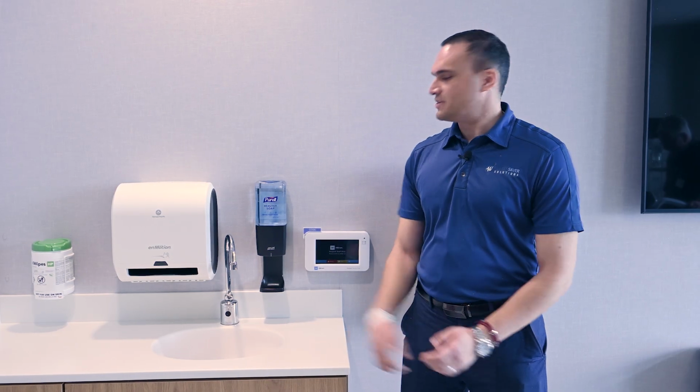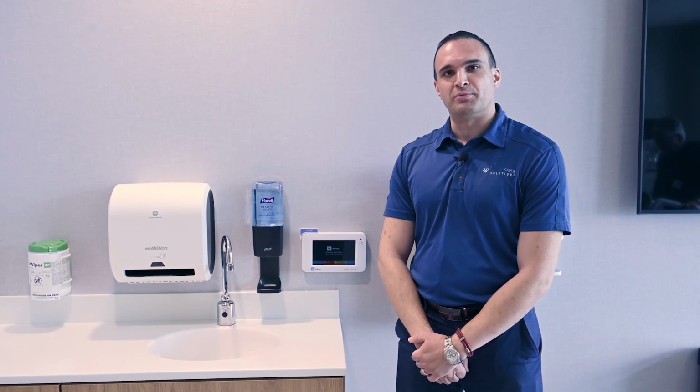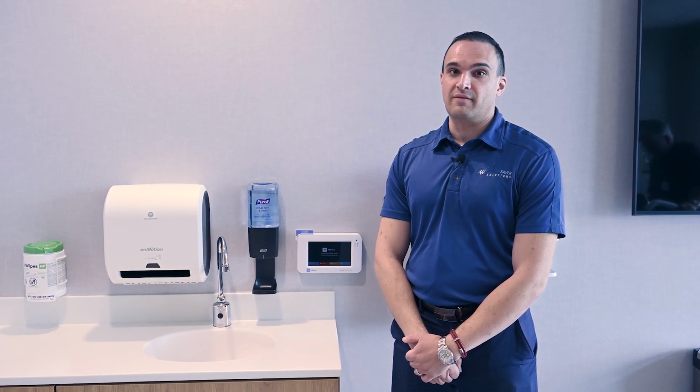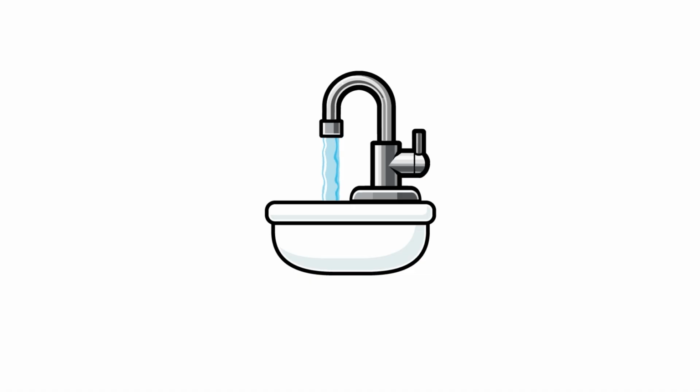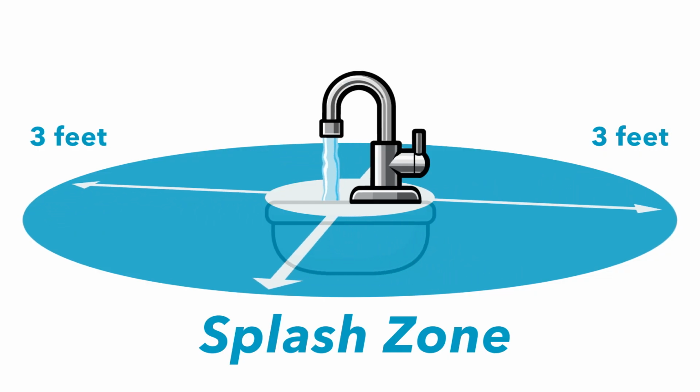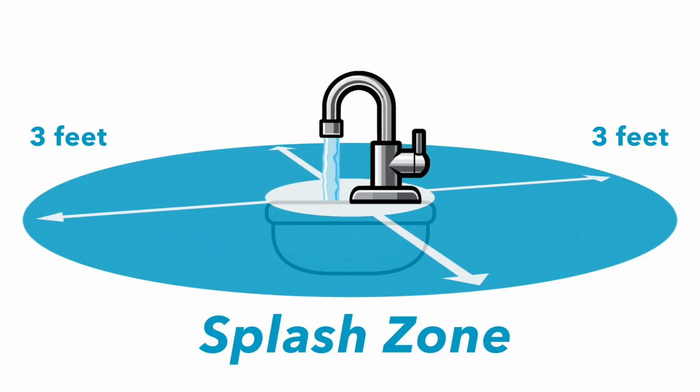In hospitals, sinks play a critical role in infection prevention. Did you know that aerators aren't the only way to introduce bacteria into the environment? When a faucet is splashing and gushing, that's yet another way to introduce bacteria into the area. We call this area the splash zone, and it can extend up to 3 feet away from the faucet.